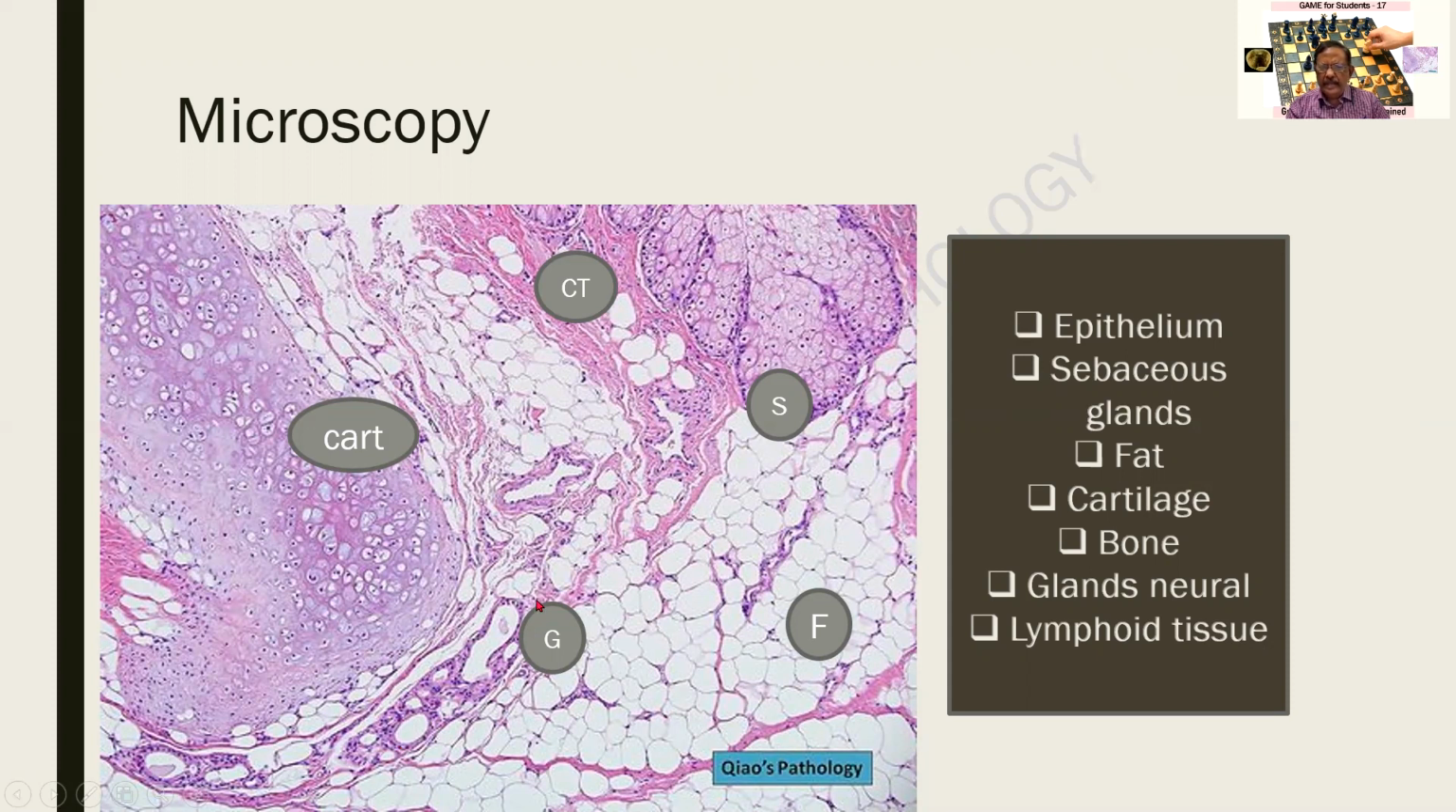But the catch is there is absolutely no relationship. So it is just like assorted biscuits. Dear students, please do not write assorted biscuits alone in the exam, you must describe it properly. So epithelium, sebaceous glands, fat, cartilage, there might be bone, glands, neural tissue can be seen, lymphoid tissue can be seen. Since all are together, it is a classical diagnosis of a teratoma.